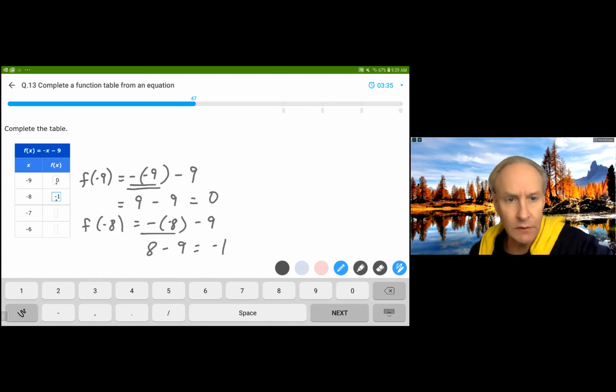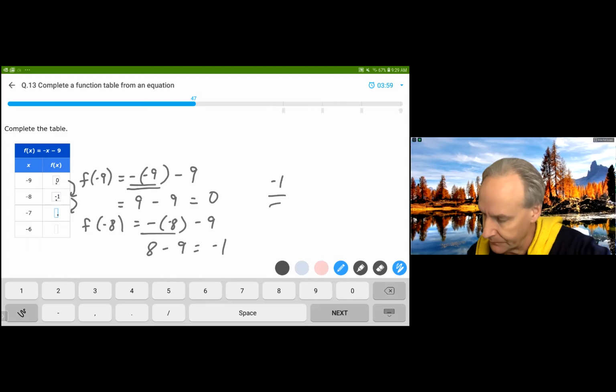And one of the things you may have noticed is that my x values are changing by 1. They're each going up 1. And because this is a linear function with a negative 1 as its slope, we can see that it's going to have the same effect. These are going down 1 each time. This one is going down 1 to negative 2, of course. And this one is going to go down 1 more to negative 3. If you need to see that, it's 7 minus 9, which is negative 2, because I'm changing the sign and subtracting 9.